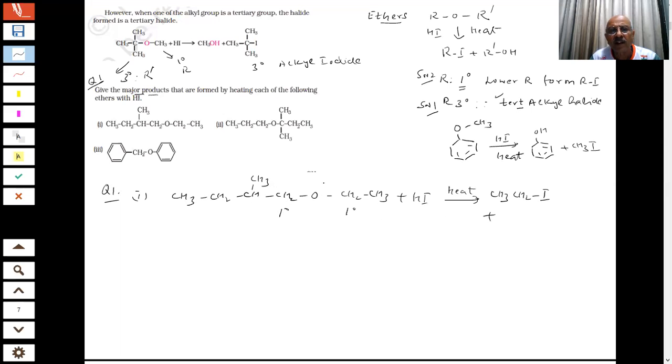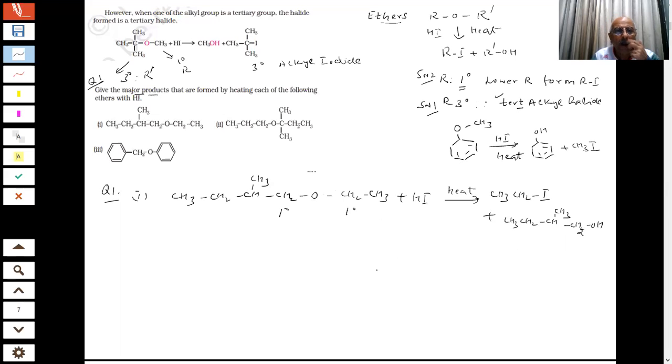Plus, what is the rest one? Then the rest, if this bond is breaking, then the next is the alcohol. What alcohol are you getting? CH3CH2CHCH3CH2OH. Got it? These are the major products. In this case, we have to write this in the exam.